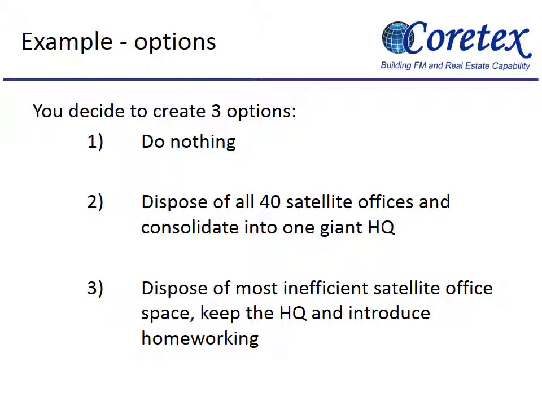So you decide to create 3 options. One, which is often, or should always be the same, which is do nothing, that's the current status quo. Two, let's say you dispose of all 40 satellite offices and consolidate into one brand new huge central office, and you'll need to acquire it. And three, the third option is dispose of just some of the most inefficient satellite office space, keeping the better ones, keep the HQ, and introduce home working. So there's your options.